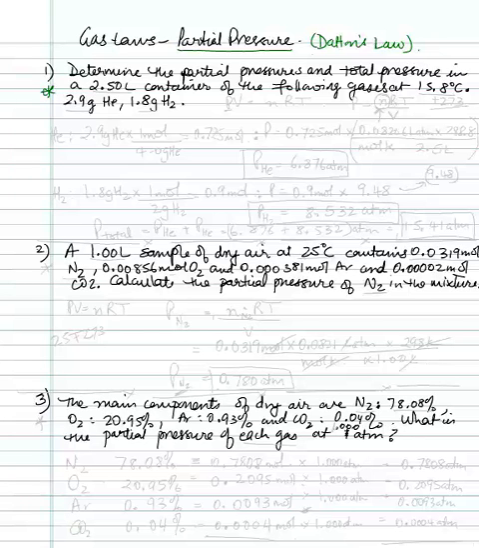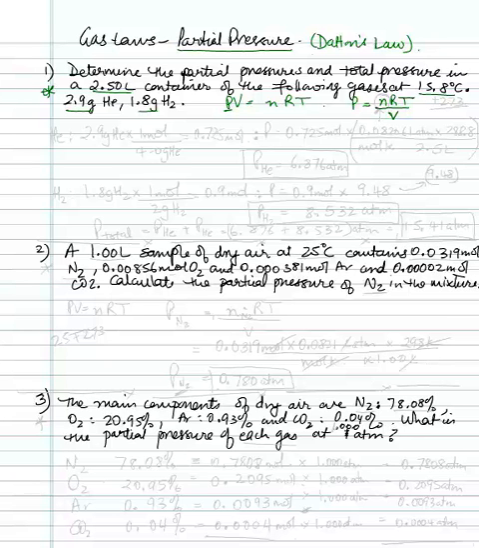determine the partial pressures and the total pressure in a 2.5 liter container of the following gases at 15.8 degrees Celsius. The gases given to us are two gases, 2.9 grams of helium and 1.8 grams of hydrogen. So we have to use the formula that we've used before, PV equals nRT. What we're going to do is find the pressure, which means P equals nRT over V.